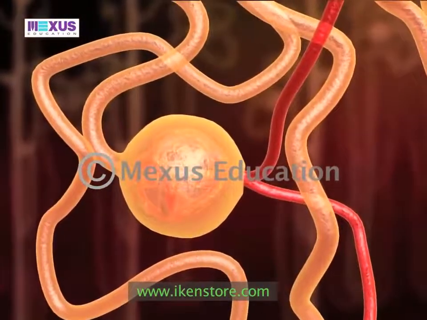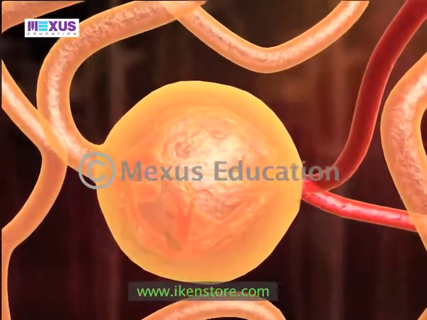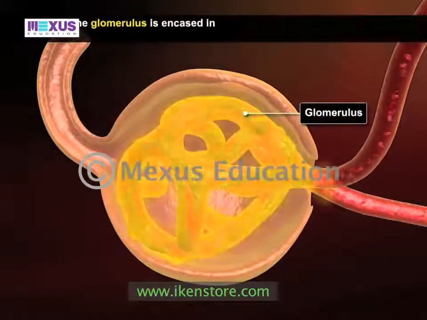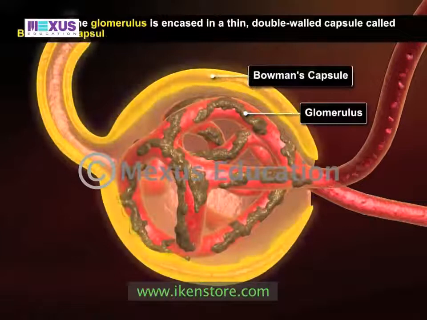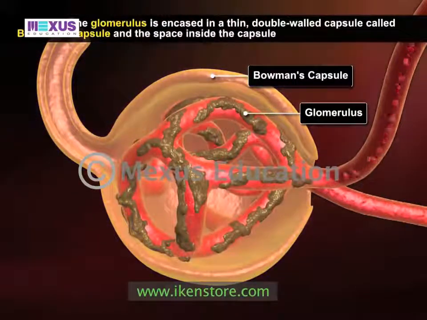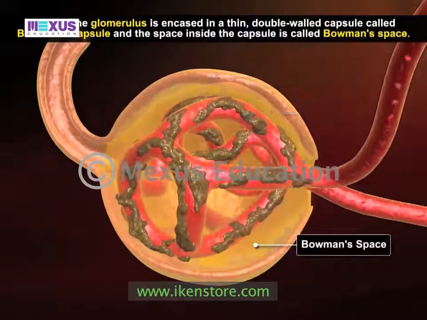The glomerulus is a unique, high-pressure mass of capillaries that filters the blood. The glomerulus is encased in a thin double-walled capsule called Bowman's capsule. The space inside the capsule and surrounding the glomerulus is called Bowman's space.